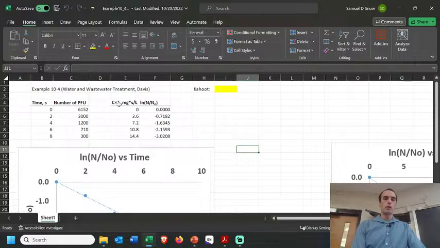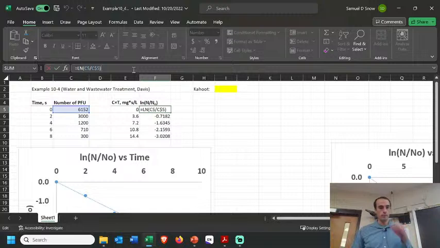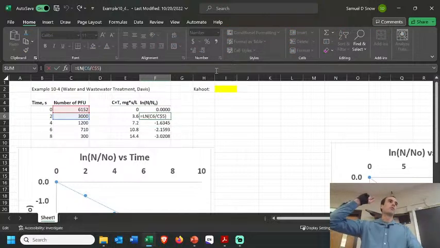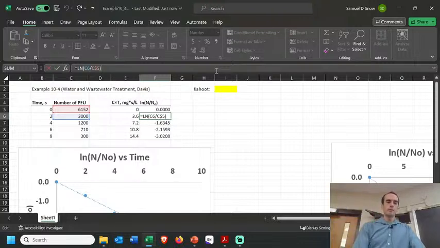So you can ignore this part for the moment, and just take a look right here. What I did was I said, well, we need the natural log of n divided by n naught. The n naught is always going to be time 0, n, right? So the way I wrote that was, let's take the natural log of that cell divided by that cell, but then I froze the frame with the dollar sign there, so that when I filled this downwards, we'd have whatever cell we're currently looking at, 2 seconds in this case, divided by that original one.